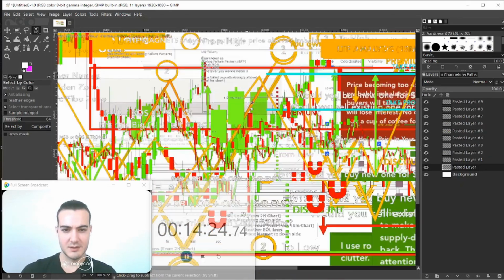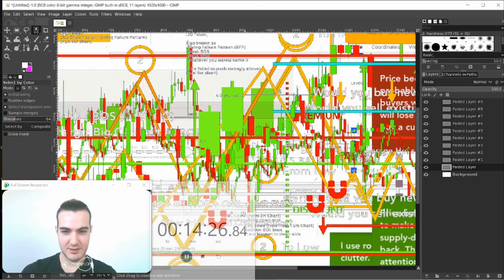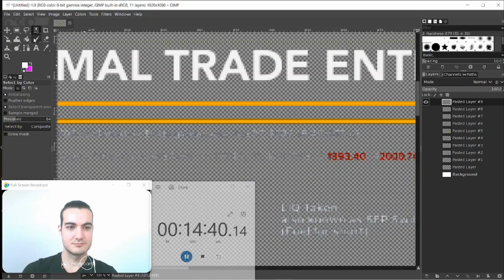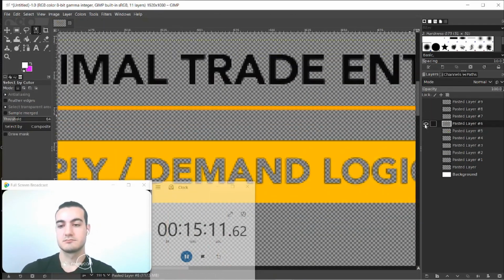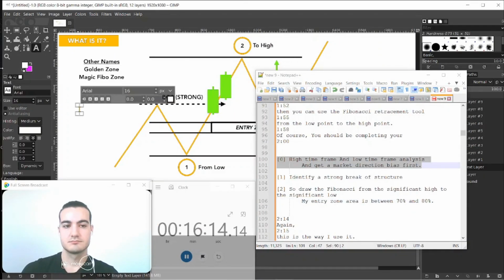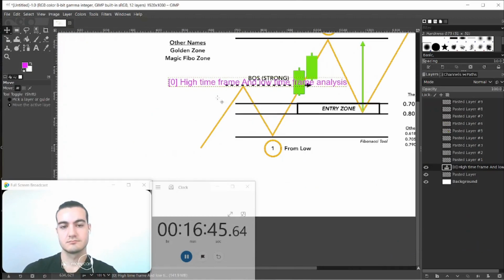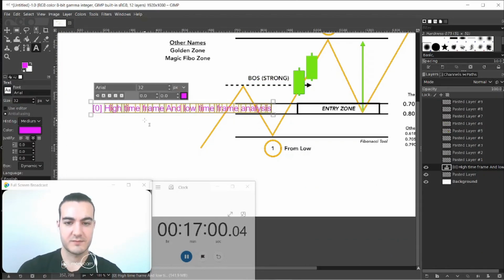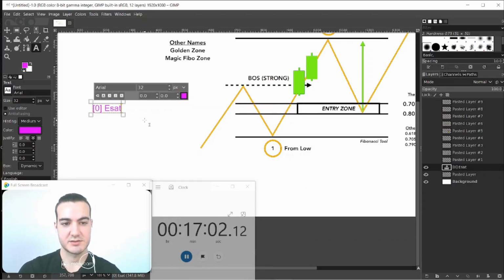Okay, so this is what we're learning. It doesn't look that complicated. I'm going to paraphrase this as establish market direction.